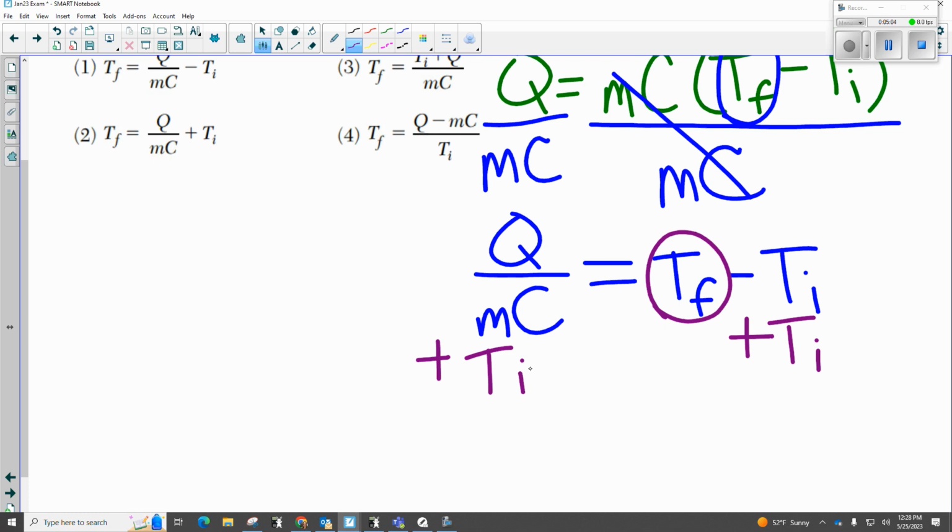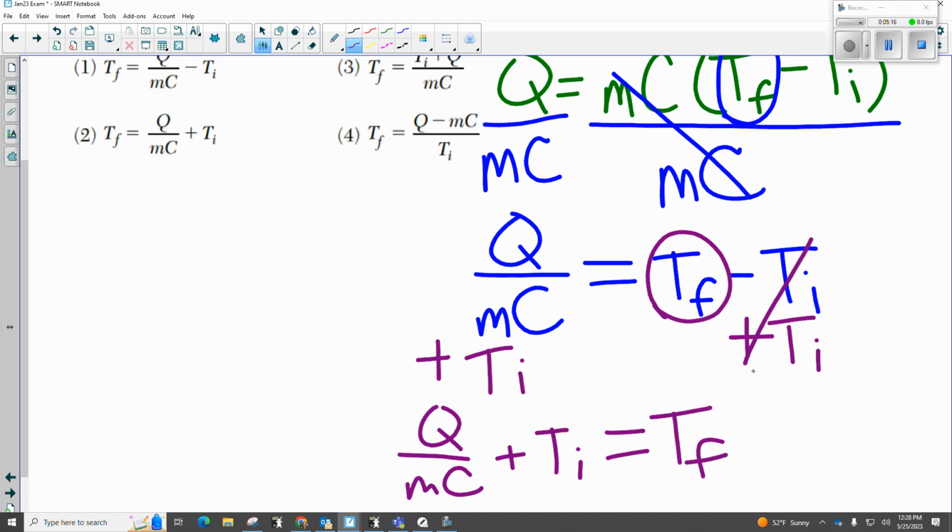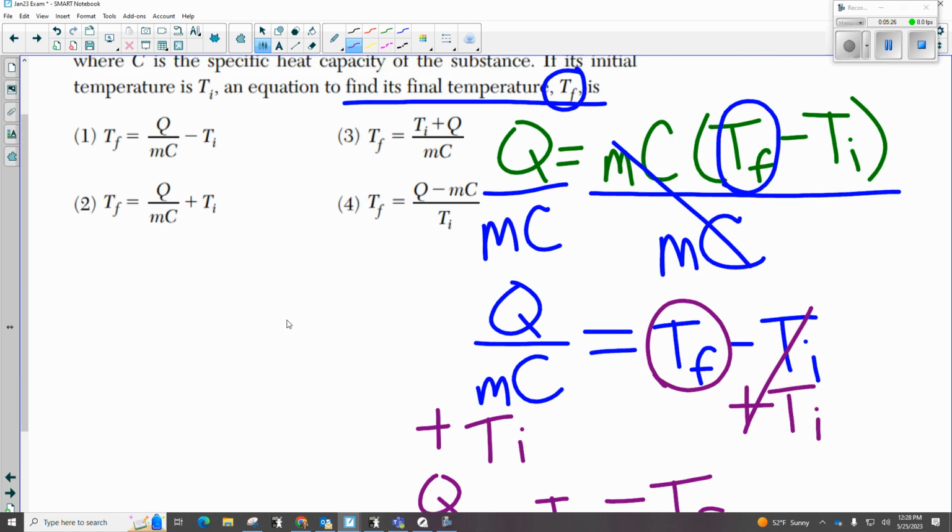Now, the trick here is that the fraction doesn't change, but to it, I'm going to add T sub I, and then that leaves me with T sub F, because if you have a negative number and you add its opposite, you end up with 0. Okay, so if we go back up and look at our choices, that would be number 1.